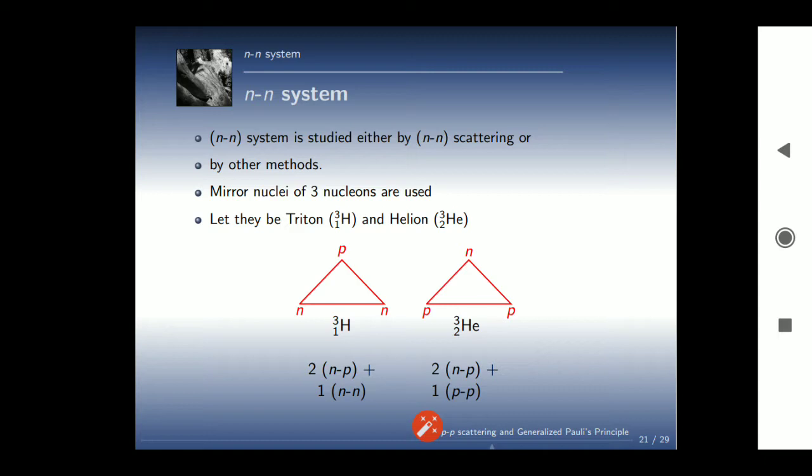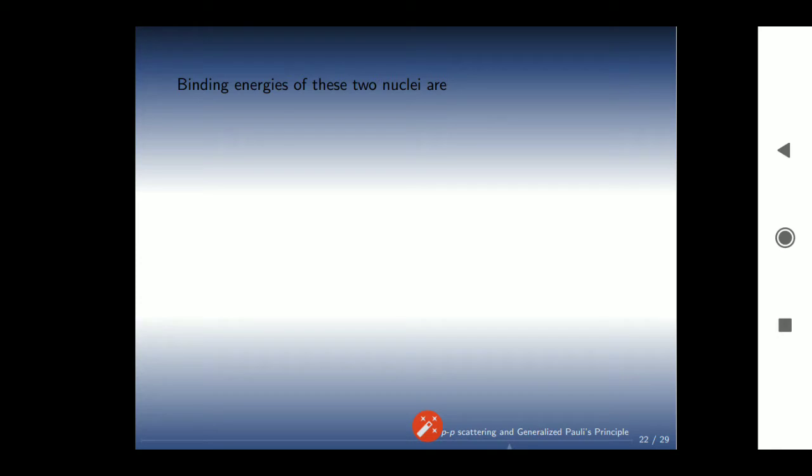Keeping that information in mind, we can estimate the binding energies of these two nuclei separately. The first one is for hydrogen 3: the binding energy of hydrogen 3 is equal to 2 times the energy of an NP bond plus the energy of 1 NN bond. For helium 3, it is the energy of 2 NP bonds plus the energy of 1 PP bond.